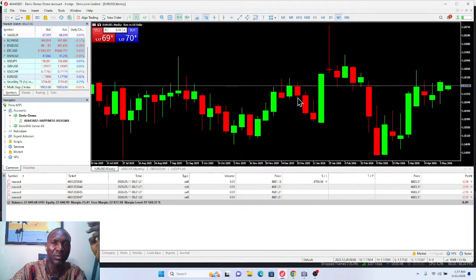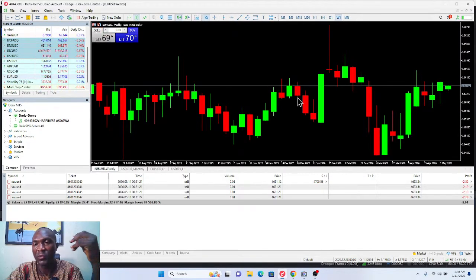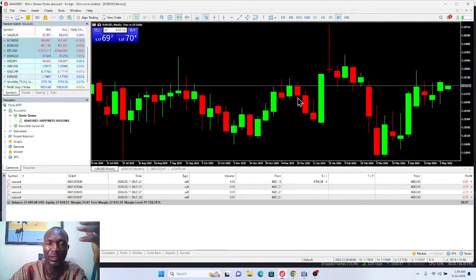We're going to look at the market structure. We're going to use multiple time frame analysis. We are going to look at key levels. We're going to look at price direction, so that it will guide you on how to take the market. Okay, first and foremost, what is market structure?